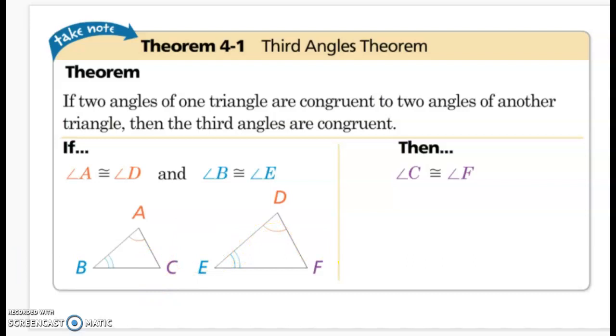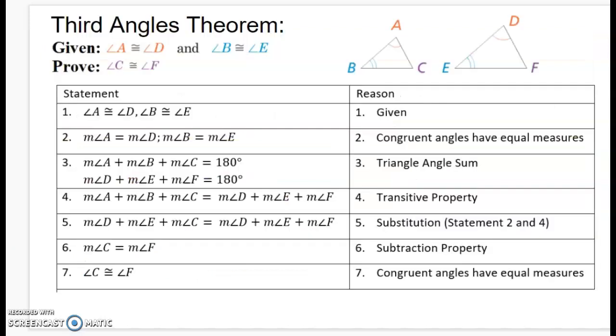Now let's look at a proof. Now this proof is a little bit more complicated than what we've seen before, but let's just take a look at it. It's the third angle theorem. So I know A is congruent to D and B is congruent to E. I want to prove that C and F are congruent. So we start off with our given, that the angles are congruent to each other. Then we turn those into measures, because we're adding measures together, we don't add the angles together. So measure A equals measure D, measure B equals measure E.